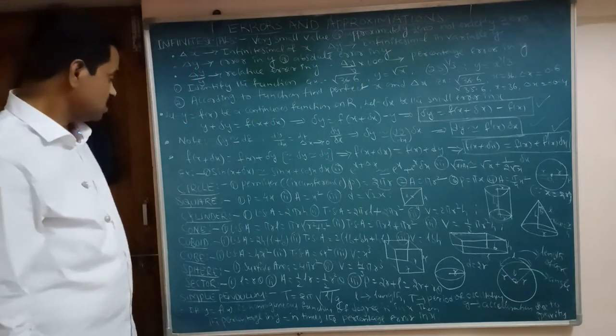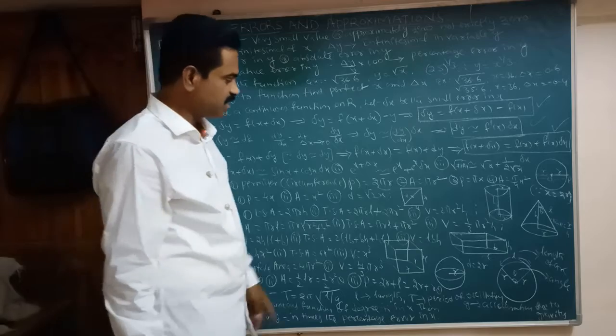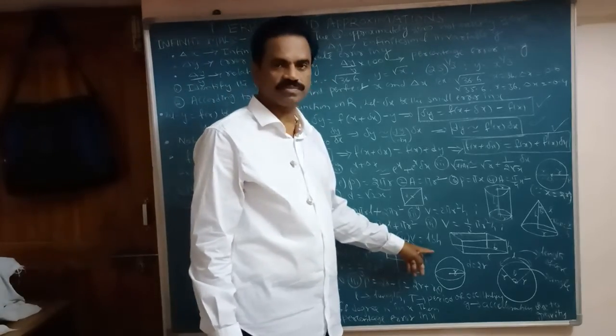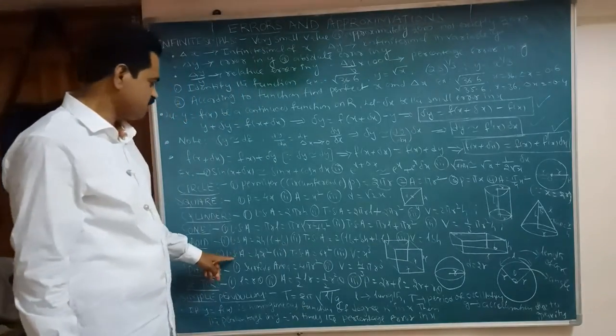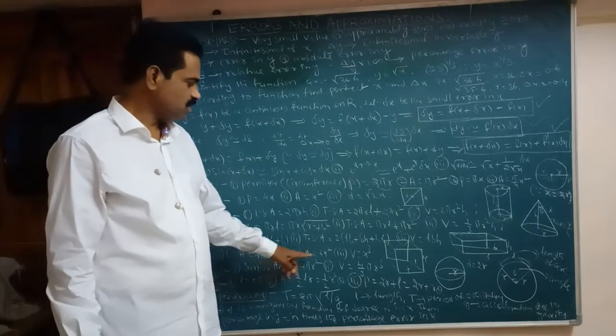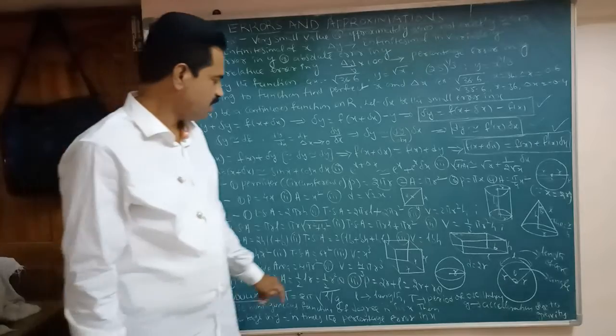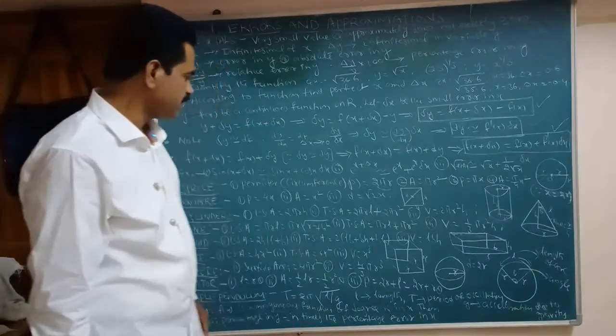So the cube: lateral surface area. Cube is what here? l equal to b equal to h. That is, lateral surface area is 4x square. Total surface area is 6x square, and volume is V equal to x cube.